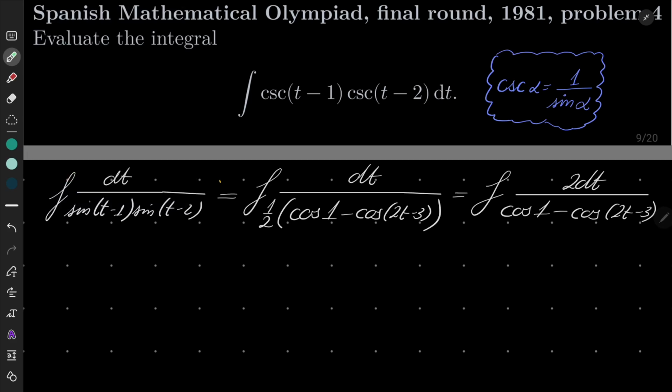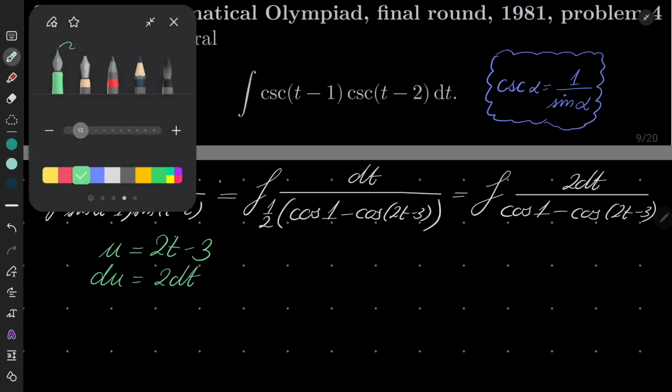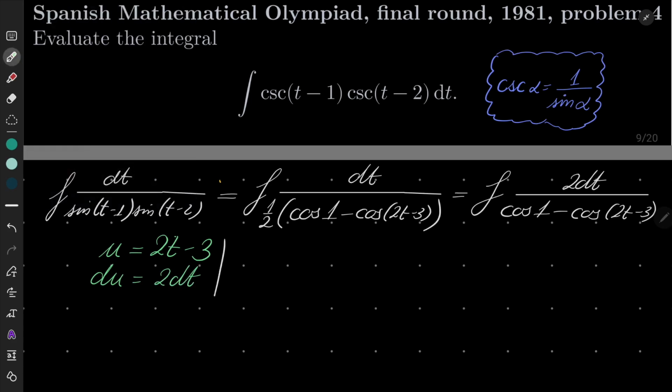So let's introduce a new variable. Let u be equal to 2t minus 3. Then du becomes 2 dt. And our integral takes the form of the integral of du over cosine of 1 minus cosine of u. Okay, it's a bit simpler now.